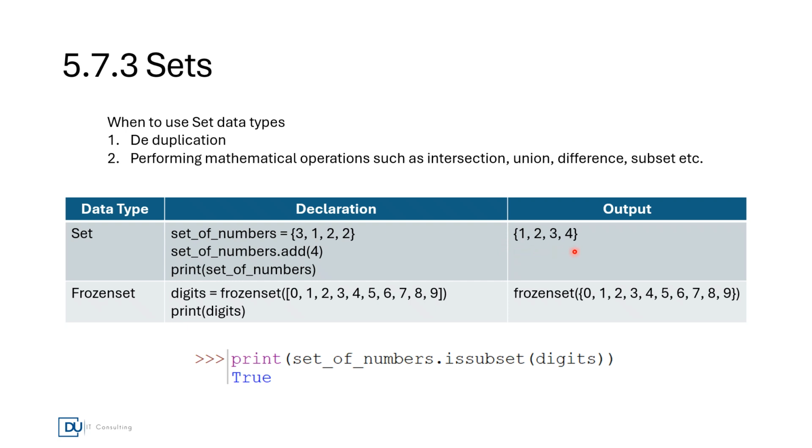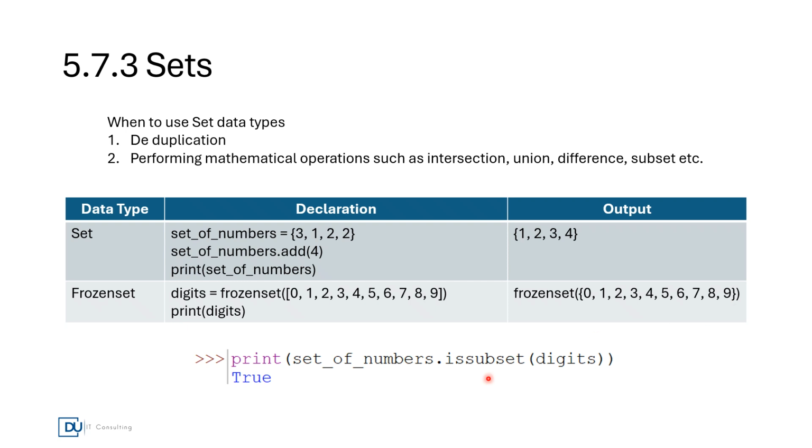Now let's take a look at the frozen set. I have digits as a frozen set. I'm passing a list of digits starting from 0, 1, 2, 3, 4, 5, 6, 7, 8, and 9. Then I'm trying to print the digits. What I get is the same set of numbers as a frozen set.